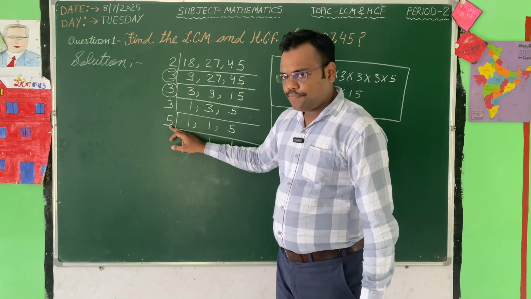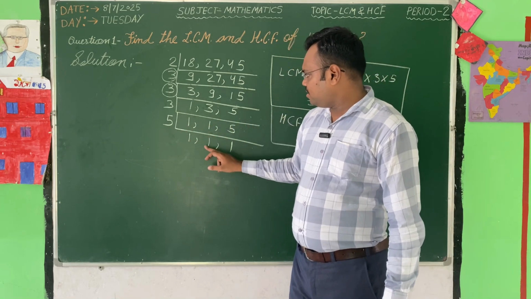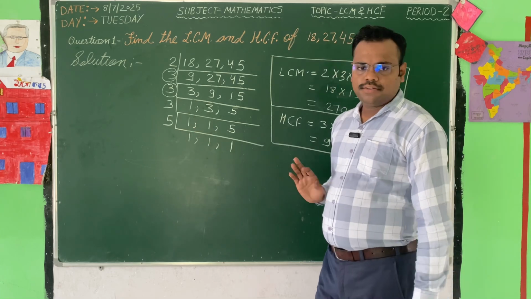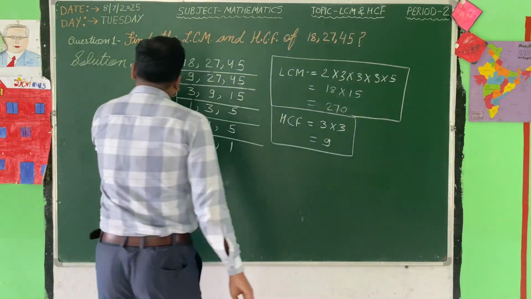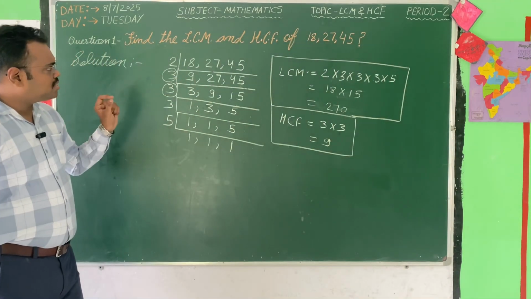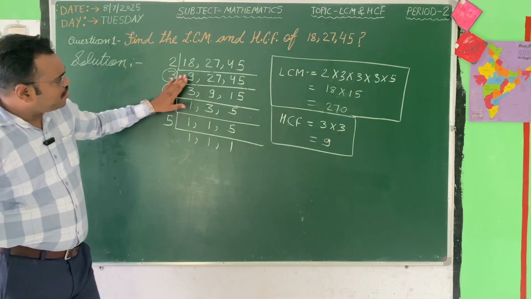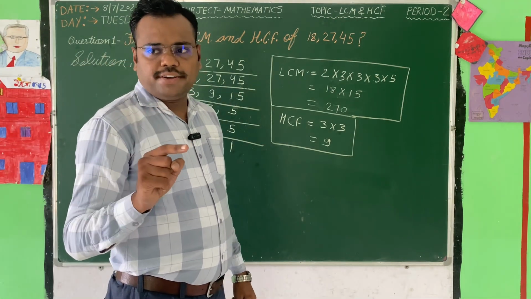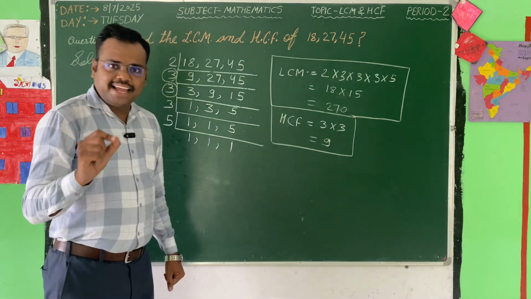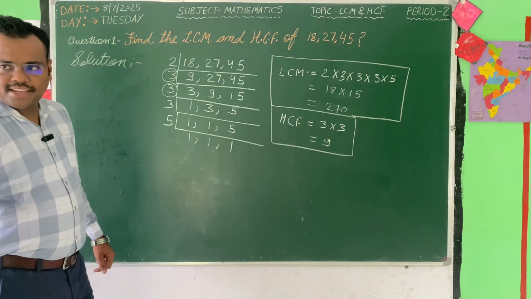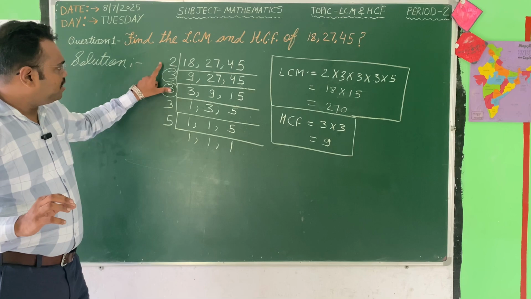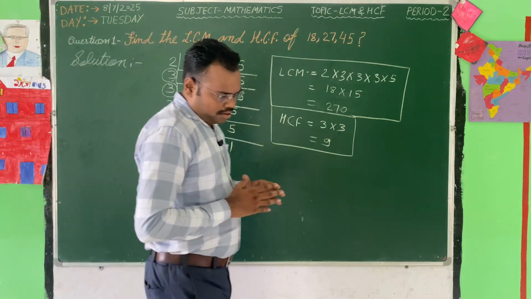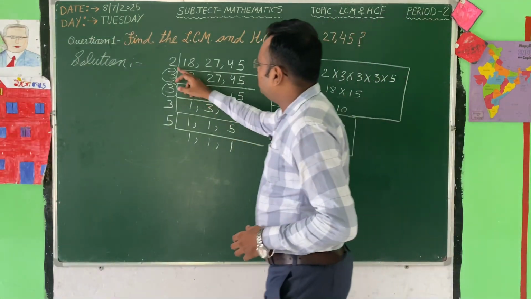So 5, 1 as it is, 1 as it is and 5 ones are 5. You can see I put a circle on those numbers which divide all the numbers completely. Keep it in mind. Highlight this point very carefully. The circle is drawn on these 3 and 3.